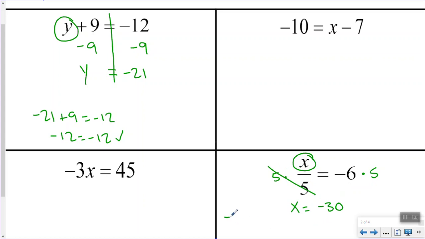In order to check, we'd have -30 over 5 equals -6, and that gives us -6, which is equal to -6, so we know we did it correctly. Go ahead and pause the video and try the other two examples.